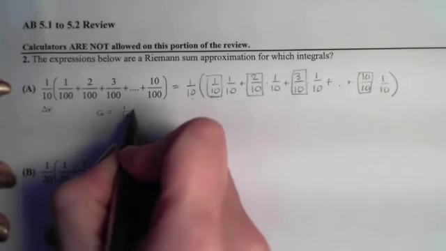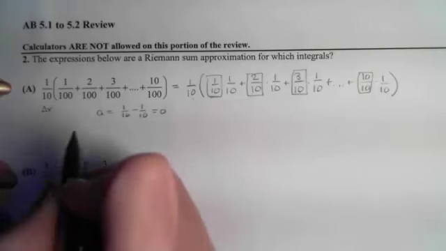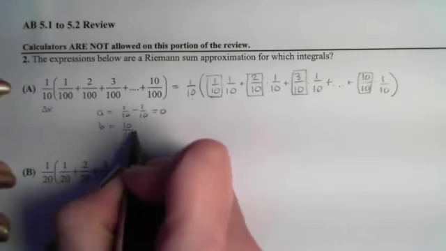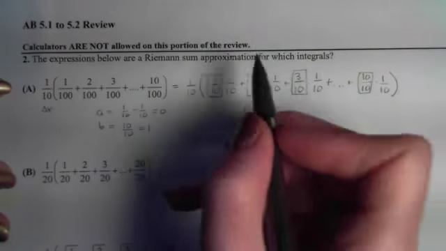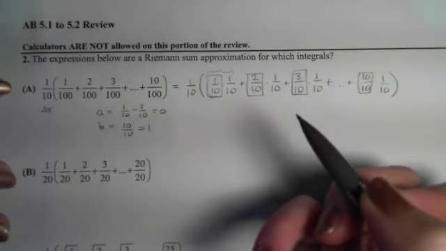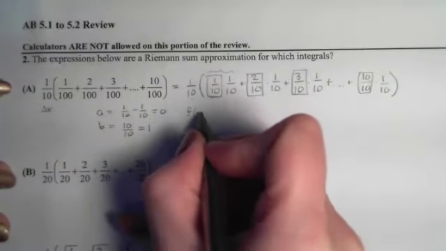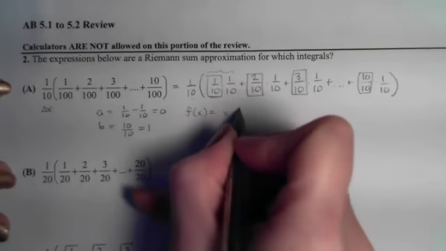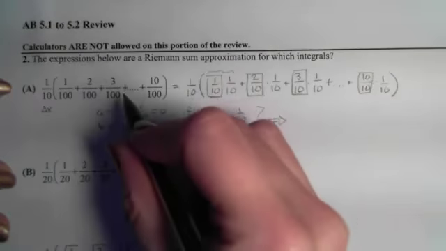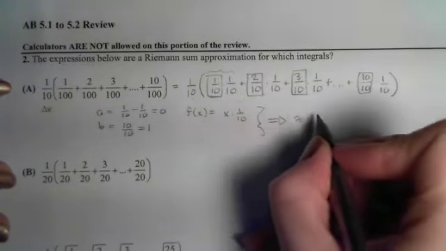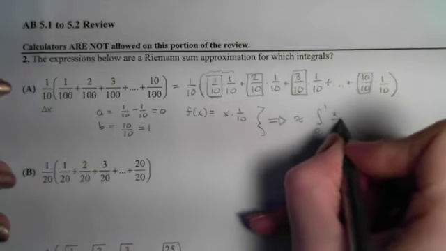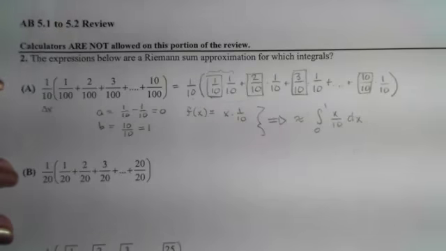Because I've selected the correct input now, I can find my a, which will be this first box minus the delta x, which gives me a 0. I can find my b, which is my final box, 10 over 10, which is 1. And I can find my function, which is this first term with the box replaced with an x. So my f of x will be x times 1/10. So if I put all of that together, I will get that this Riemann sum is an approximation for the integral from 0 to 1 of x over 10 dx.